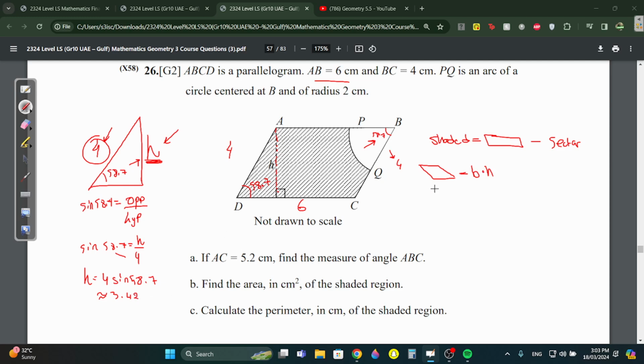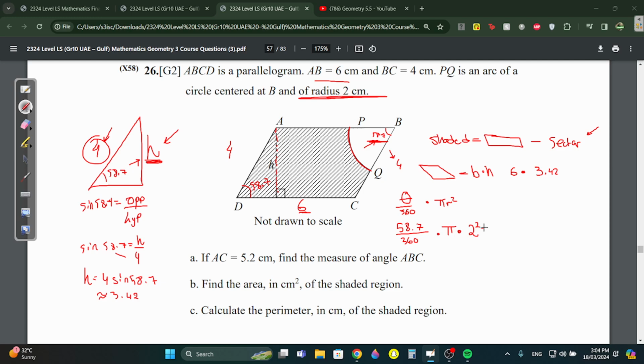For H is 3.42. For my base, 6 times 3.42. That's the parallelogram. How about the sector? The sector is over here, right? You know, the area of a sector is the angle theta over 360 times pi r squared. Theta, in this case, is 58.7 because the sector has 58.7. The sector angle is 58.7 over 360 times pi times r squared. They said the radius is 2, so 2 squared.